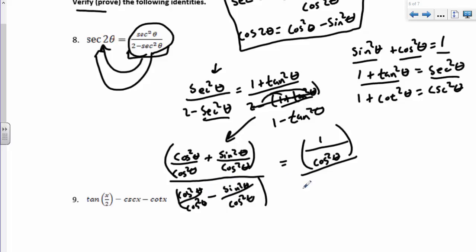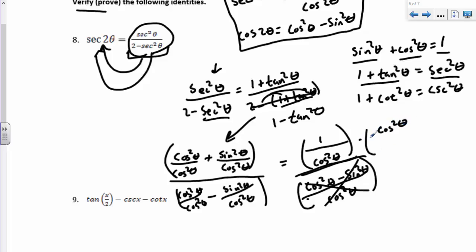Here I've got a similar thing going on, except there's not much I can do to consolidate it. I'm just going to have to say simply cosine squared theta minus sine squared theta all over the common denominator of cosine squared theta. When you divide by a fraction, we multiply by the reciprocal of this fraction. So we're going to multiply this top part by cosine squared theta over cosine squared theta minus sine squared theta. What's going to happen is that this and this are going to cancel out, and then I now have 1 over cosine squared theta minus sine squared theta.